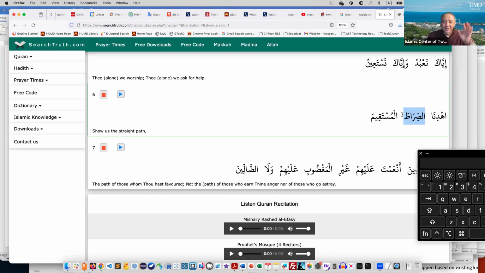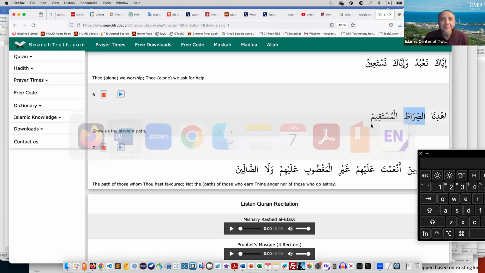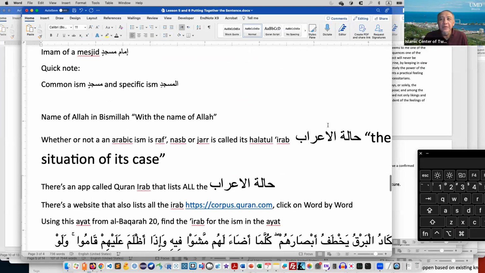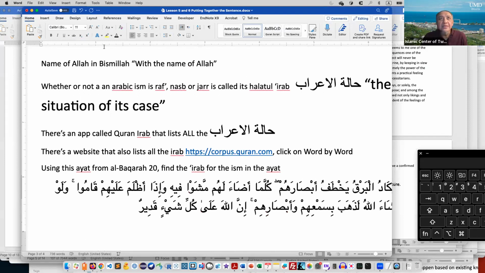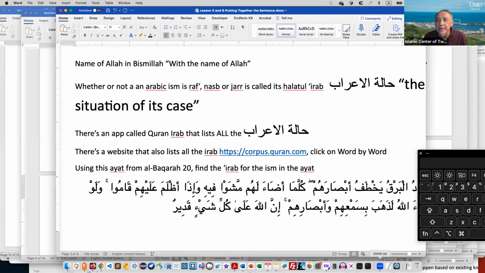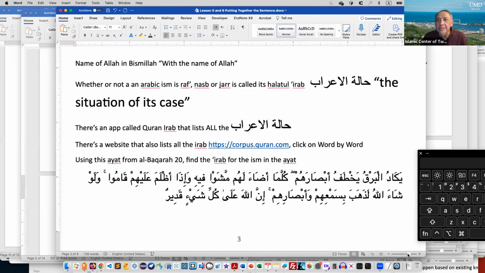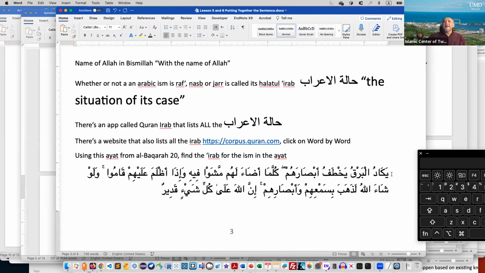It looks like we might need another lesson here, but let's close with a quick example. We got that one just now, so let's quickly do this one here. Any nasab here? Let's find a nasab. Who sees a nasab?